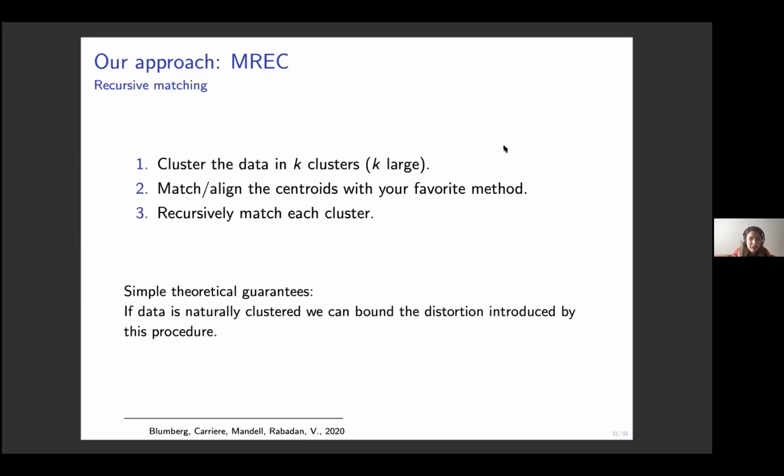This method has theoretical guarantees, provided on what guarantees the black box matching algorithm that we have has. But basically what you can say is that if your data is naturally clustered, then you can bound the distortion introduced by this procedure. But these theoretical guarantees are not very strong, and they can for sure be improved.